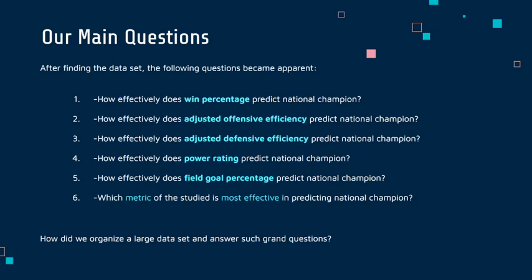How effectively does win percentage predict national champion? How effectively does adjusted offensive efficiency predict it? How effectively does adjusted defensive efficiency predict it? How effectively does power rating predict it? How effectively does field goal percentage predict it? And of these five metrics, which one is most effective overall in predicting the national champion?